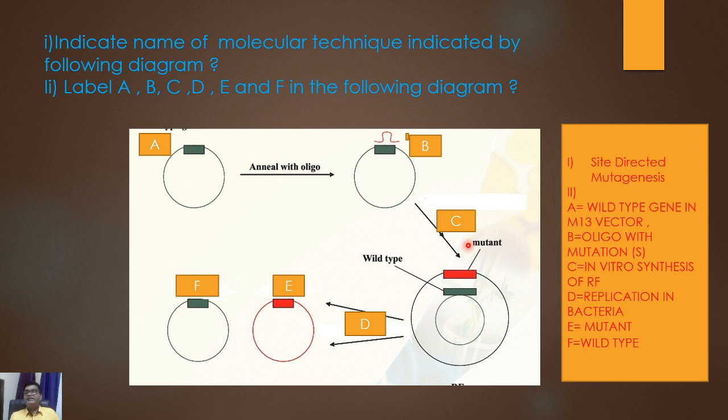So C, that is in vitro synthesis of replication form, means we are going to replicate the whole DNA sequence from the outer periphery, and we get mutant type and wild type. So we get the changed protein from the mutant type due to change of one or two nucleotides. So try to remember this flowchart related with site directed mutagenesis and each of the steps.